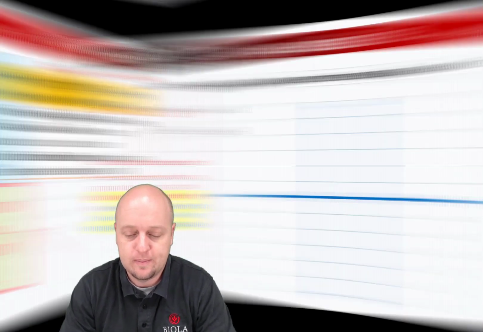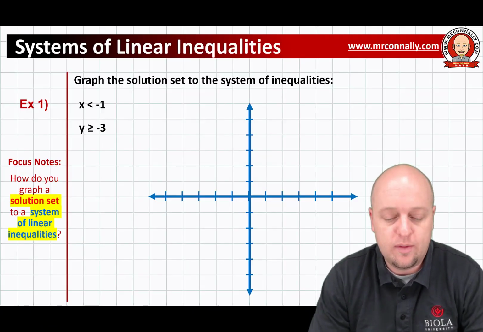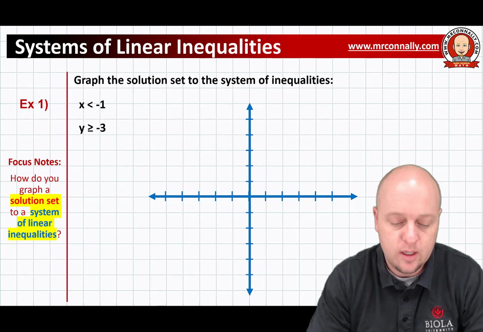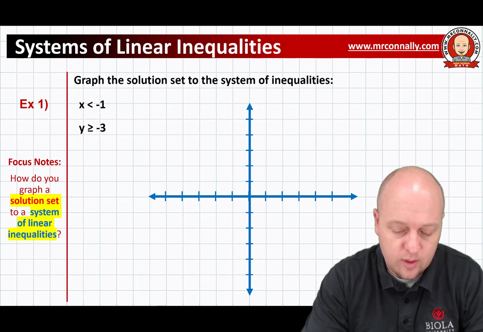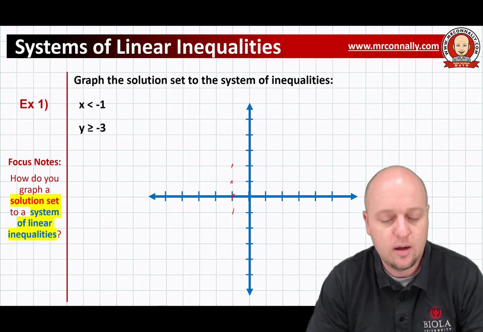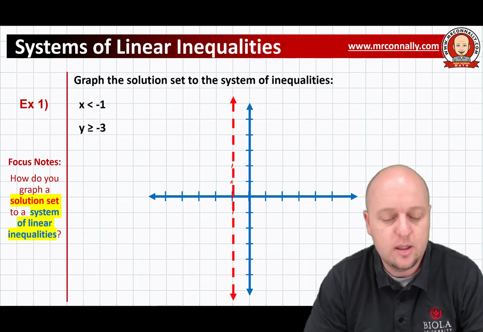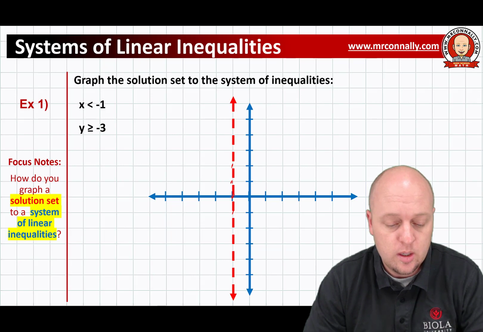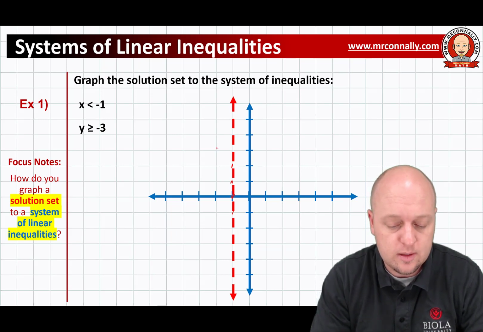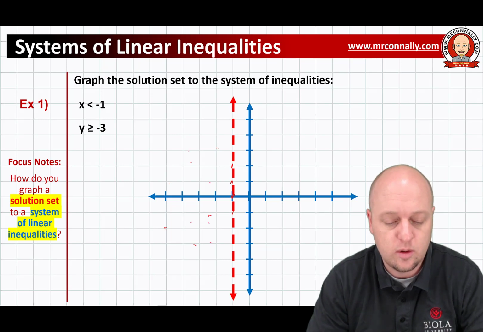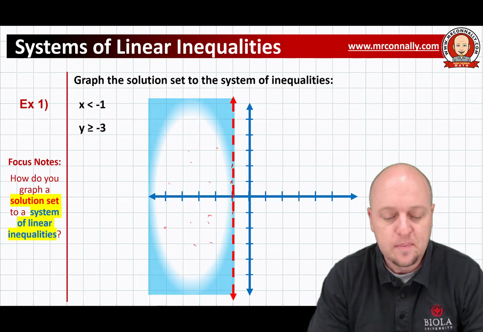So let's get started. Example 1, we want to graph the solution set to the system of inequalities. Let's do x is less than -1. So x is -1 right here and right here and right here. So we know it's going to be a line there. It's going to be a dotted line because it says less than, as opposed to less than or equal to. Now we want numbers less than -1, so all these numbers over here are going to be the answer. So we'll go ahead and shade that in like that.